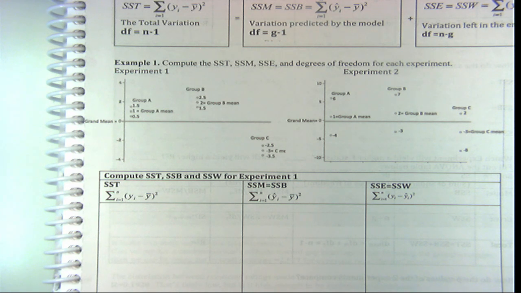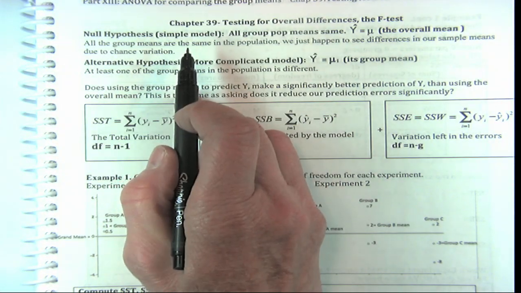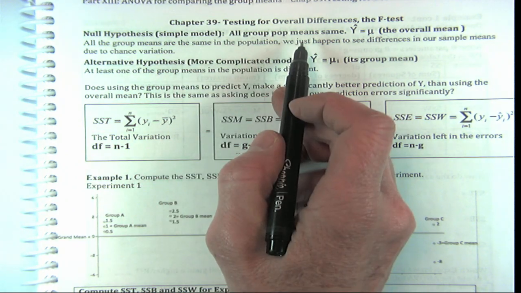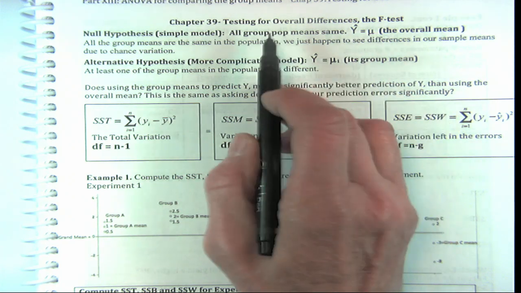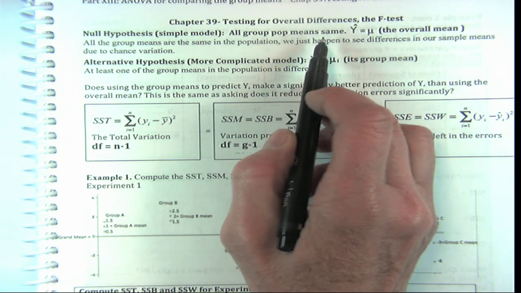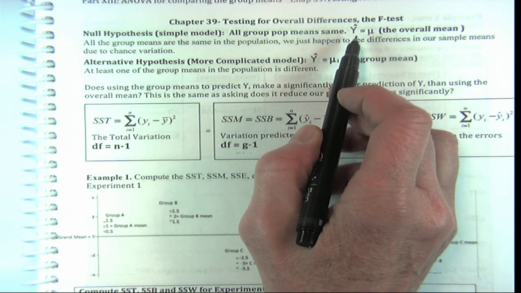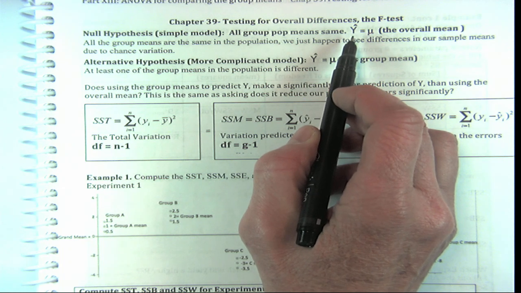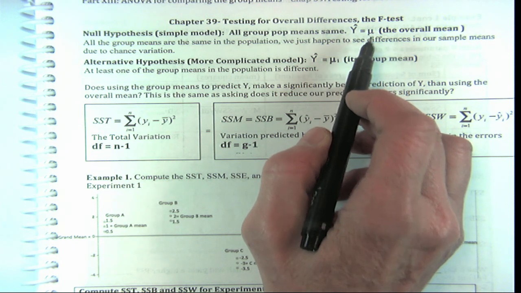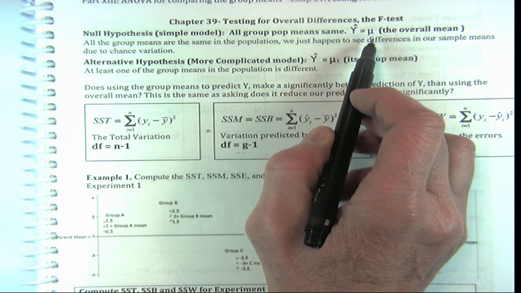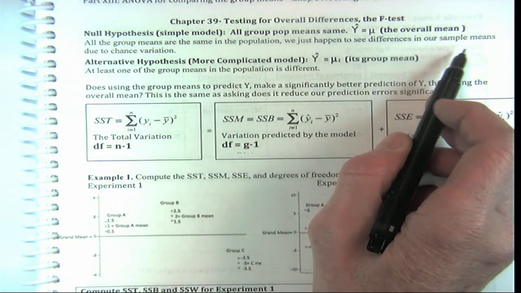So the null hypothesis, as we said, for when you're comparing these group means, is that all the group means in the population, that's why we're using the mu, are the same. That's the same thing as saying our best prediction for the y's, for this quantitative y, doesn't matter at all which group you're in. We're just going to use the overall mean, the overall mean of all the y's. All the group means are the same in the population. We just happen to see differences in the sample means.